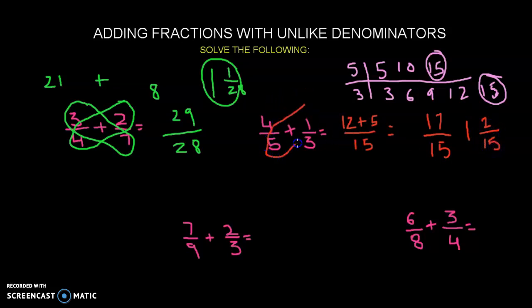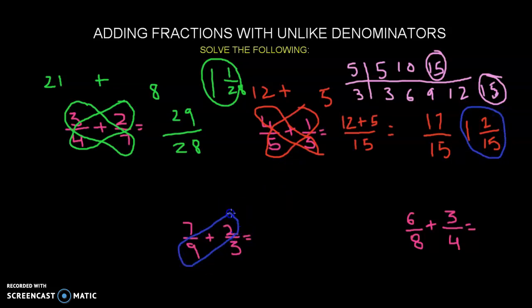Let's check our answer with his way. Let's check the answer. So it's 5 and 12. Add those. We get 17 over 15. That's correct. Okay. And our answer is 1 and 2/15. Okay, now let's do the rest with my way.